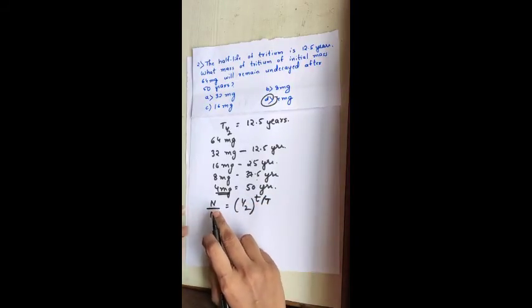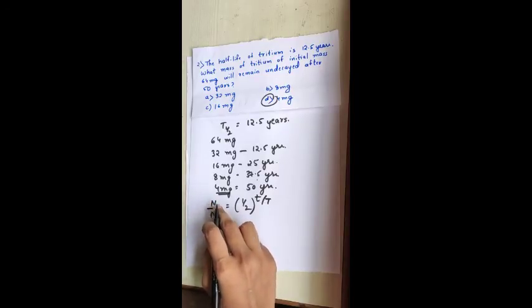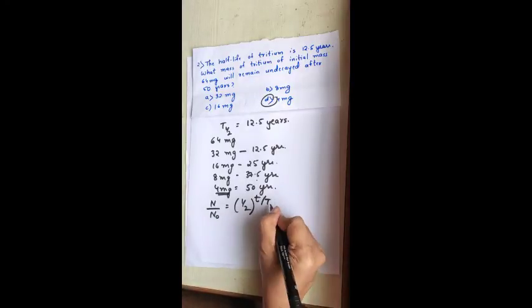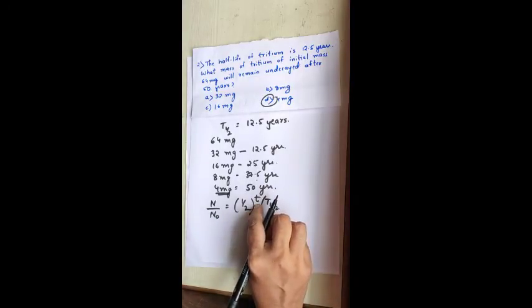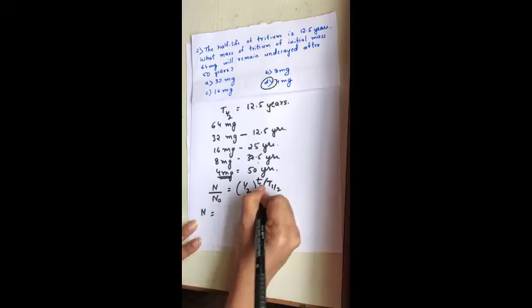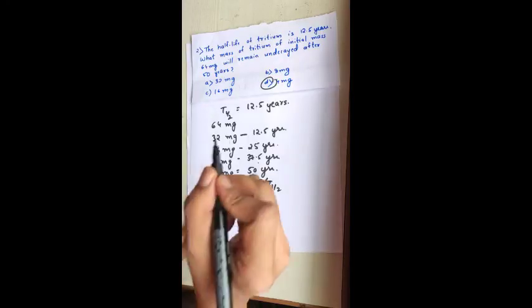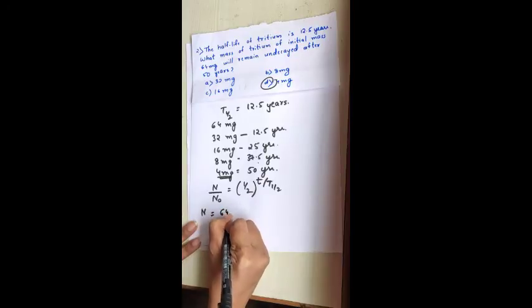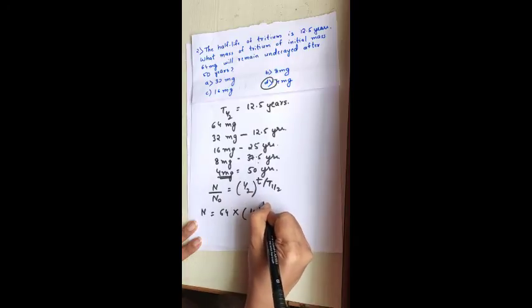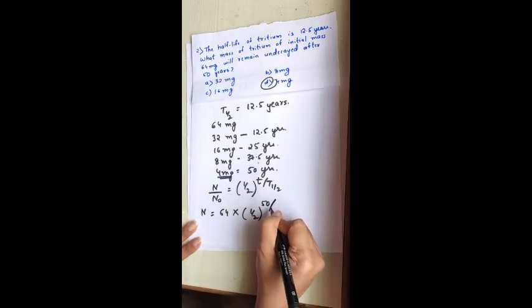So now, where N is the amount of undecayed sample, N naught is the amount of original sample, T is nothing but T half, and this small t is nothing but the time asked in the question. Okay, see here now you can calculate this as N equals N naught, the initial mass, that is 64 milligrams, into half to the power t by T half. So I have been asked to find after 50 years, divided by T half, given as 12.5 years.